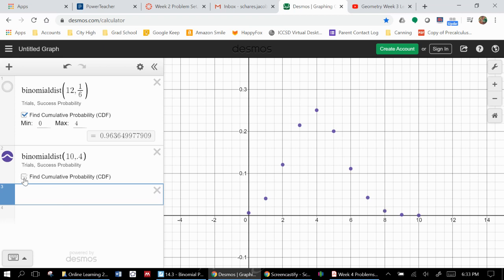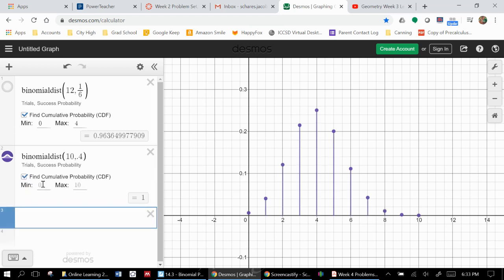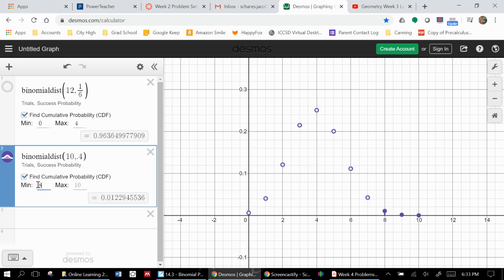If we want to find our chance that he makes 8 or more, we can just set our minimum to 8 and our maximum to 10. And it looks like the chance that he makes 8, 9, or 10 of his shots is only about 1.2%. So not very likely.